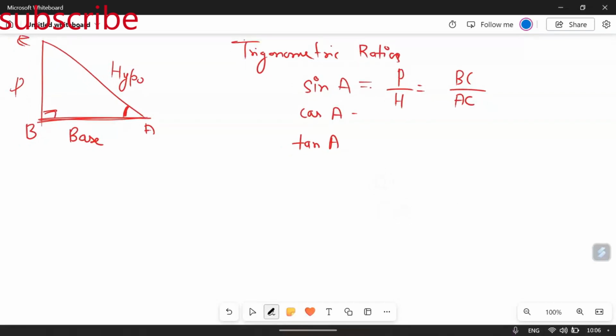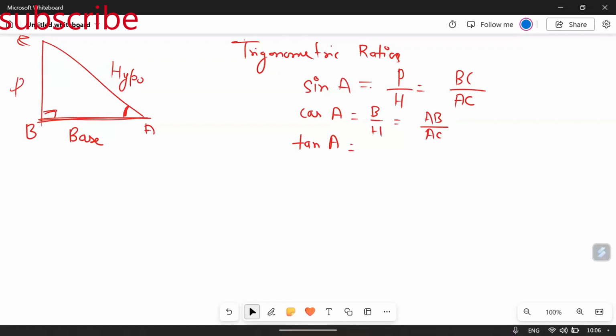Now we are talking about cos A. Cos A is the ratio of the sides base upon hypotenuse. Base is your AB. We pronounce it sin A, cos A. A is the angle and sin A is the ratio. So AB upon AC.